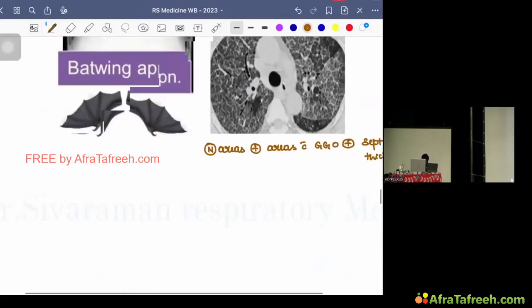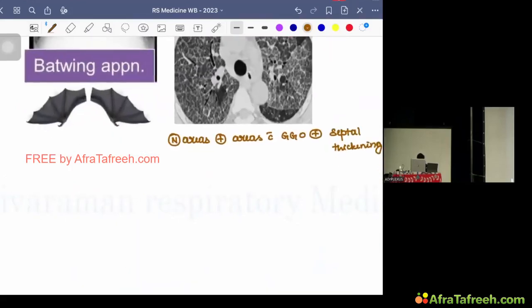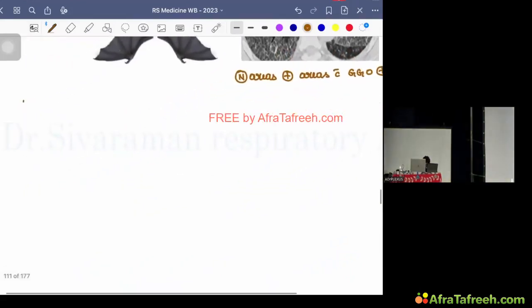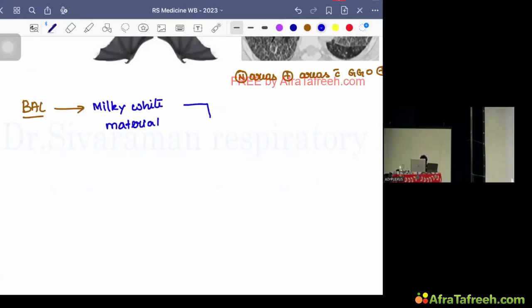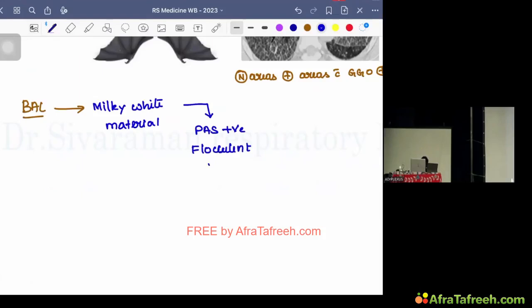Okay, then if you take this patient's BAL, the BAL will show milky white material. Whenever you take this milky white material and stain it with PAS, they are going to form PAS positive flocculent densities.